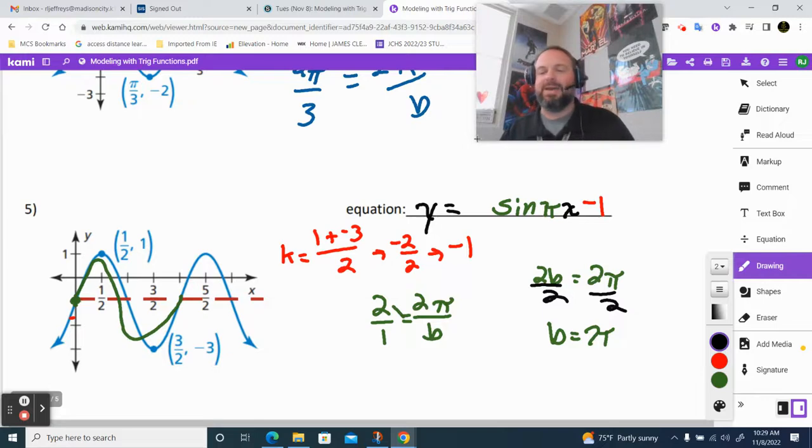Okay, now, common sense one. Are you ready? If this is our midline, how far away is our maximum from this midline? It goes 1, 2. To our minimum, it goes 1, 2. So our A value is actually 2. I know some of y'all are like, what?